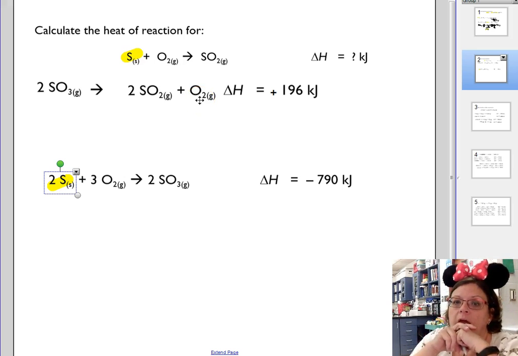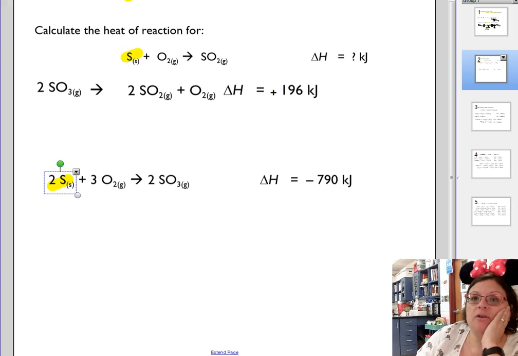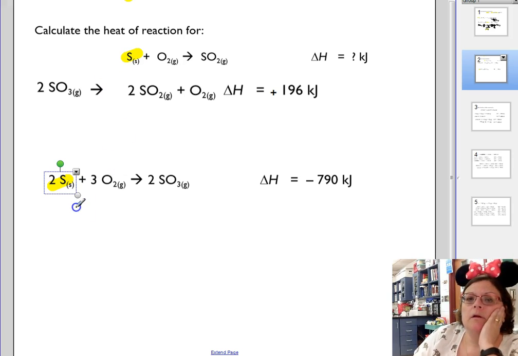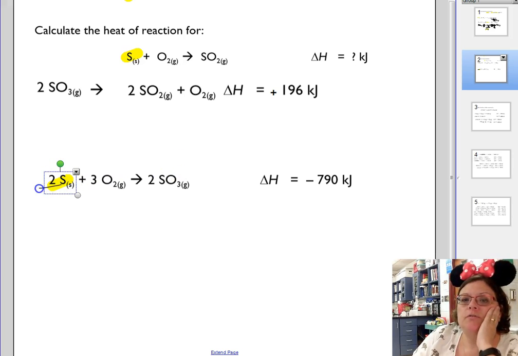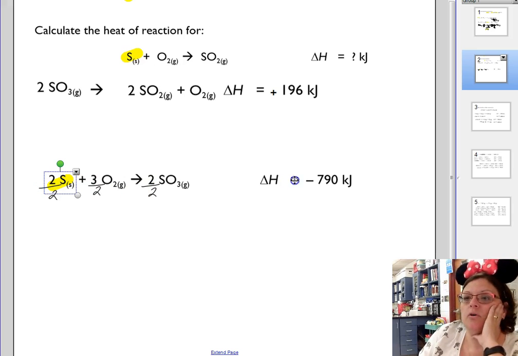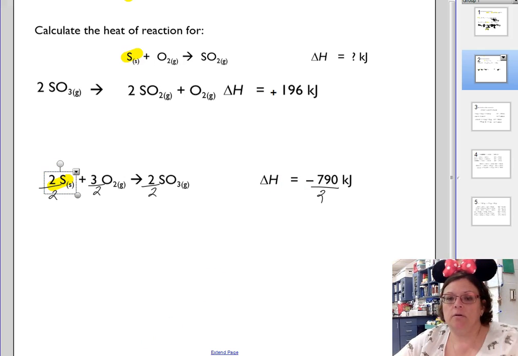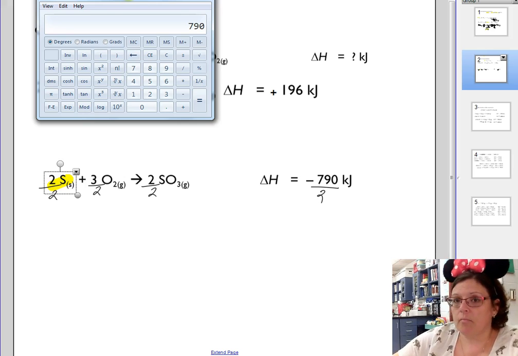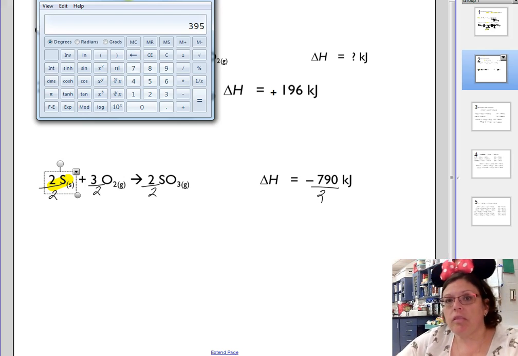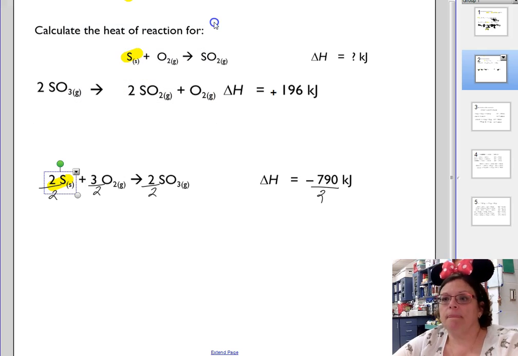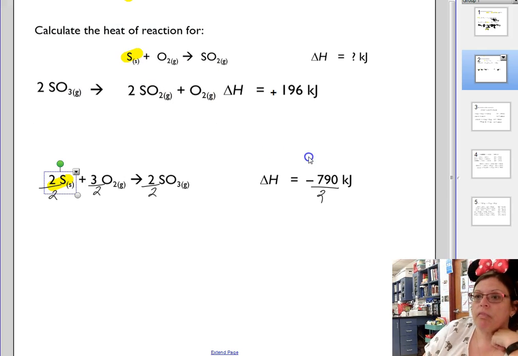Uh-oh. I have 2 sulfurs. How many do I actually need? I really only need 1. Okay? So I am going to divide this whole thing by 2. 2 divided by 2 is 1. 3 divided by 2 is 3 halves. 2 divided by 2 is 1. 790 divided by 2 is 395. And it's negative, right? Negative. Come on.